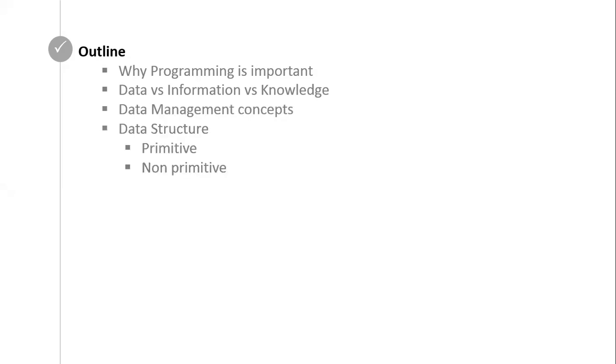So data structure is a way of organizing the data in a computer so that it can be used effectively. For example, we can store a list of items having the same data type using the array data structure. Okay, so we'll see the difference between the primitive data structure and non-primitive data structure.